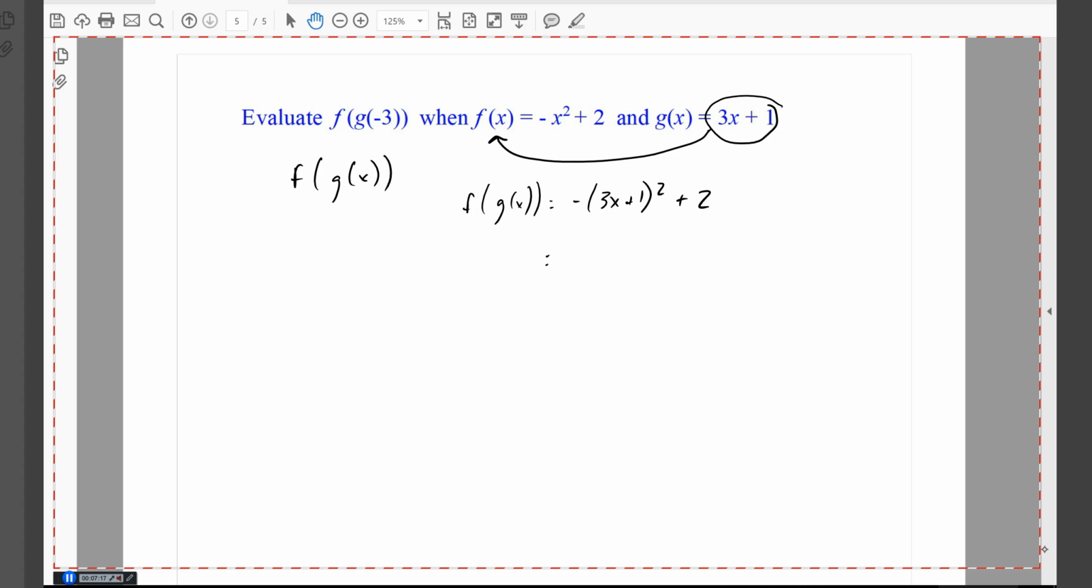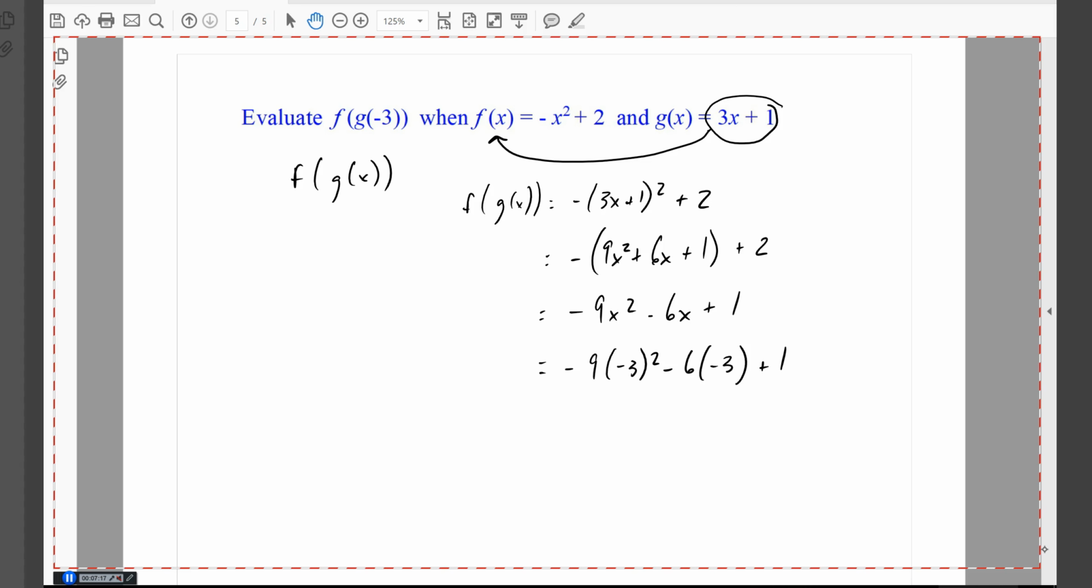So let's try it. We get negative, okay, so 3x squared is going to be 9x squared. I'll put this in parentheses. Plus 6x plus 1 plus 2. Oops, that's supposed to be squared. So I get negative 9x squared minus 6x plus 1. Okay, so now let's plug in negative 3 and see what happens. So we get negative 9 times negative 3 squared minus 6 times negative 3 plus 1.